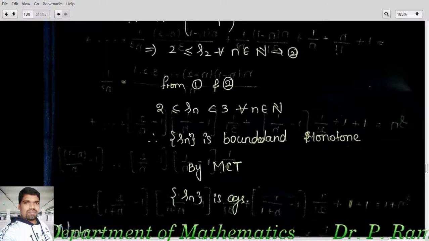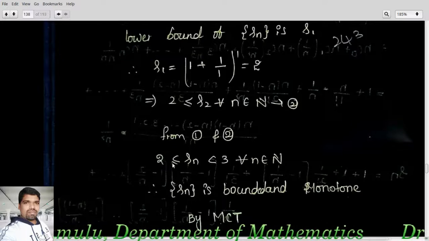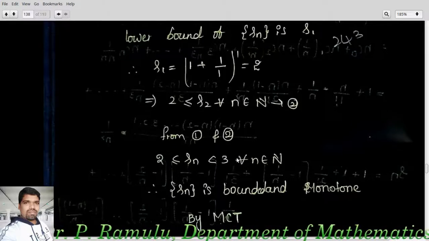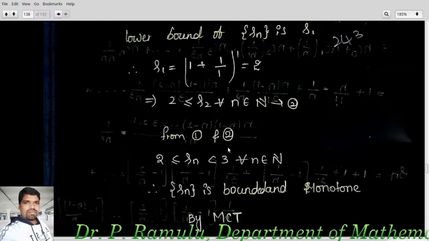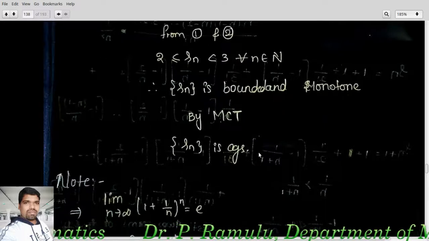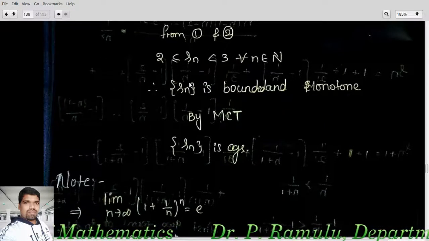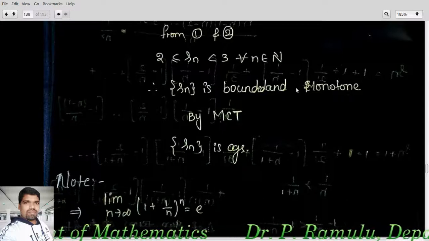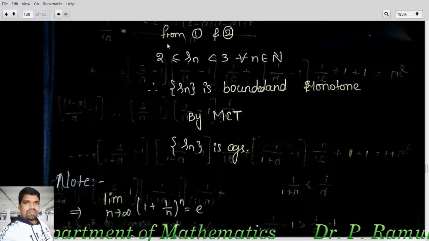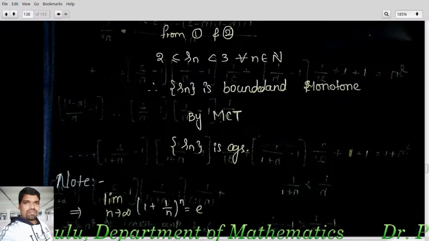Just now we have shown that Sn converges. The terms of Sn lie between 2 and 3, like in the previous problem, where we took the limit of Sn equal to E. Here also I am taking the limit of Sn equal to E, since it looks like the previous problem. I am considering the limit as n tends to infinity of 1 plus 1 by n, whole power n, equal to E. By this method, already in the limit of continuous functions we can show it like this also.